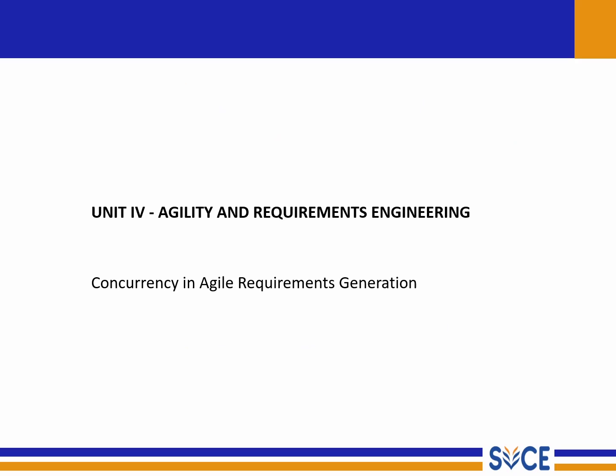Today we are going to see the topic of concurrency in Agile requirements generation from Unit 4, Agility and Requirements Engineering. In traditional software development, requirements are gathered first and then passed to design, implementation, and testing in a strict step by step flow. But Agile works differently. In Agile, requirement generation happens concurrently with the design, development, and testing.